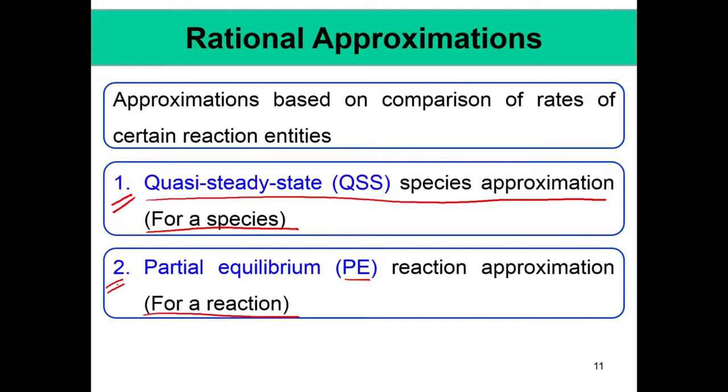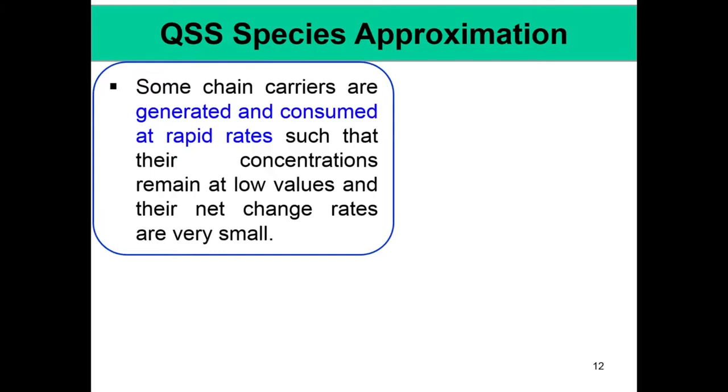So, what is the QSS species approximation? You will see later that we will be talking about chain carriers. Let us consider these intermediates like H, O, OH to be chain carriers. These are very energetic in nature, and they are generated and consumed at very rapid rates. Please note this term: they are generated and consumed at a very rapid rate, such that their concentrations remain at low values. The concentrations of these intermediates H, OH, O are always very small in a combustion reaction in comparison to bulk species like H2O2, water, etcetera.